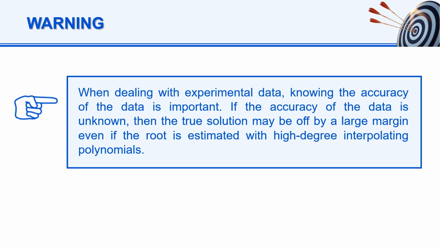When dealing with experimental data, knowing the accuracy of the data is important. If the accuracy of the data is unknown, then the true solution may be off by a large margin even if the root is estimated with high-degree interpolating polynomials.